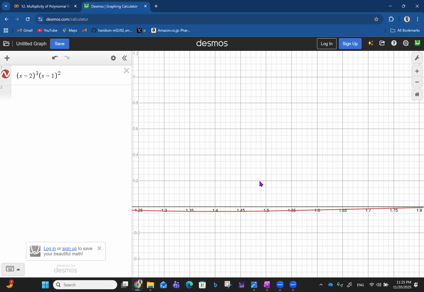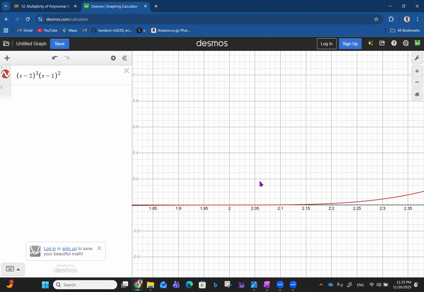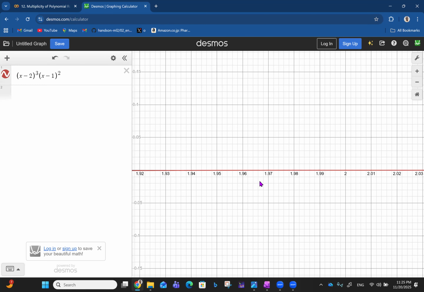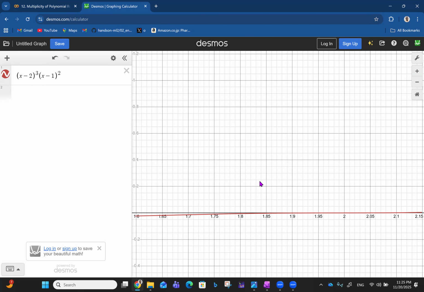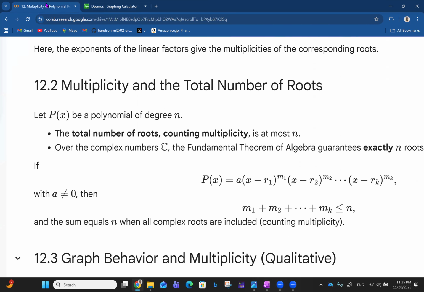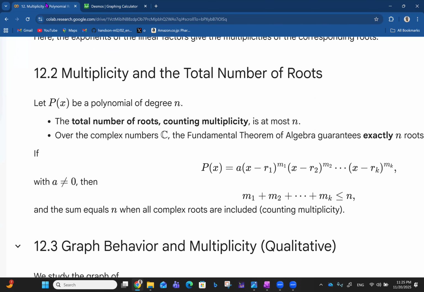But when you come here, it cuts, it comes down, and then at 2, we also have it there that way. Okay. So we'll learn more things about behaviors like that as we keep going.